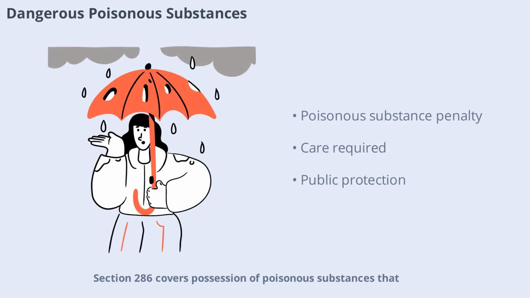Section 286 covers possession of poisonous substances that endanger human life or are likely to cause injury. The law requires reasonable care to prevent harm, holding individuals accountable for negligence. This section emphasizes the importance of safety in handling dangerous materials, protecting both individuals and the public from potential hazards.